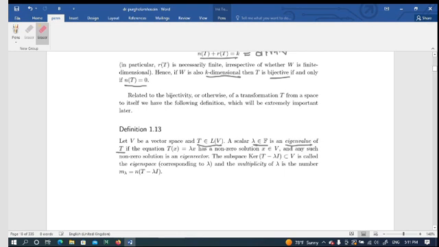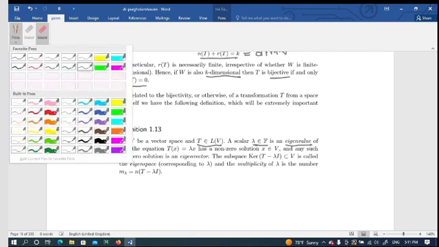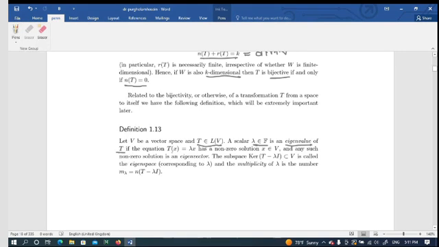So if there is at least one non-zero x such that T of x equals lambda of x, a non-zero solution for x, and any such non-zero solution is an eigenvector. So we have eigenvalue, it means a scalar like lambda, and an eigenvector, that is a vector like x.